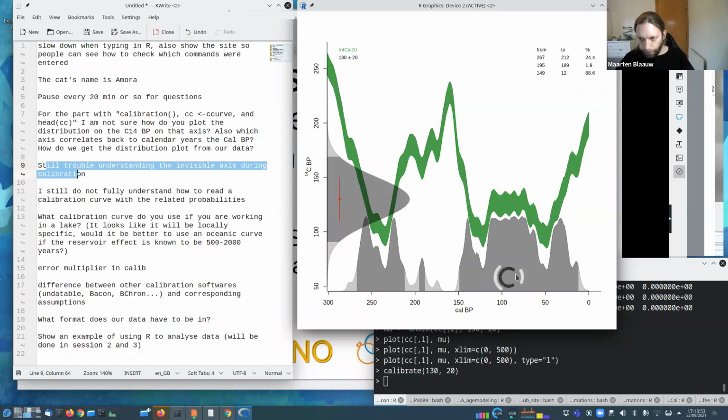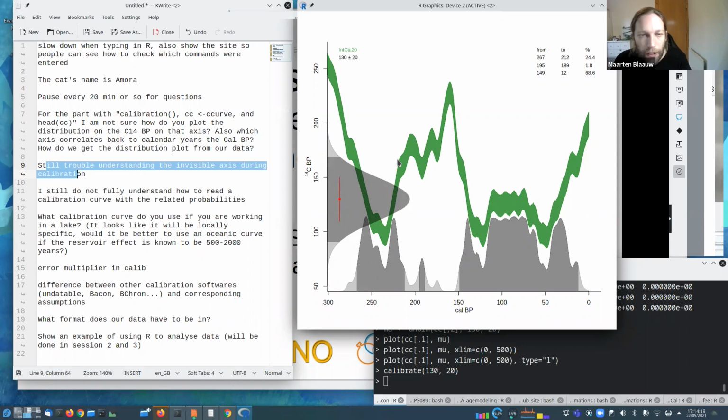And the same for our calendar year distribution, which is plotted on an invisible additional axis, which shouldn't be interpreted on the radiocarbon scale. Does that make sense? I hope. Any further questions related to that? No?